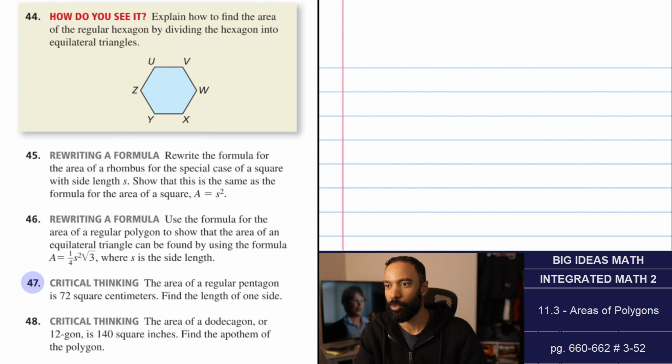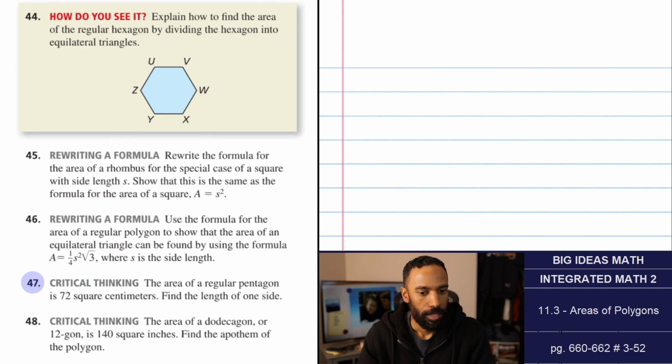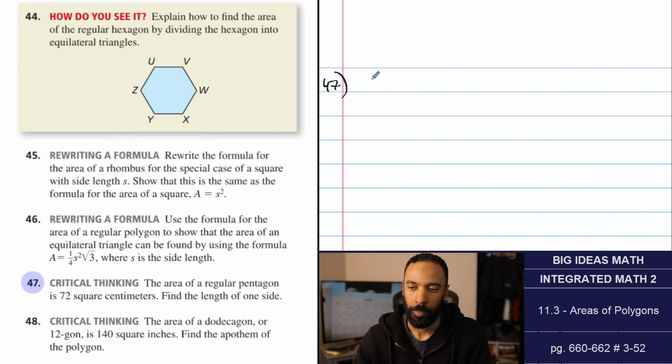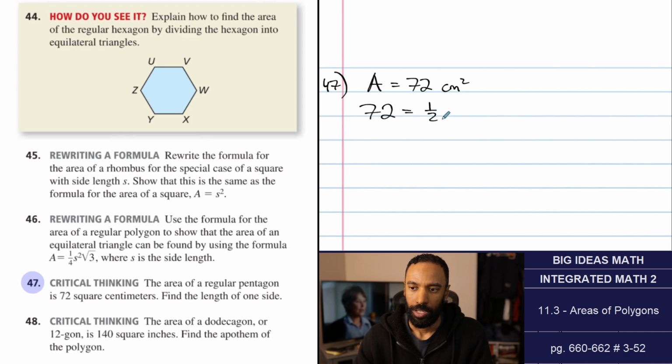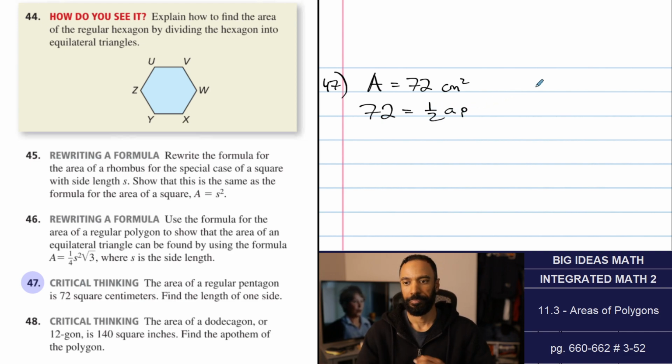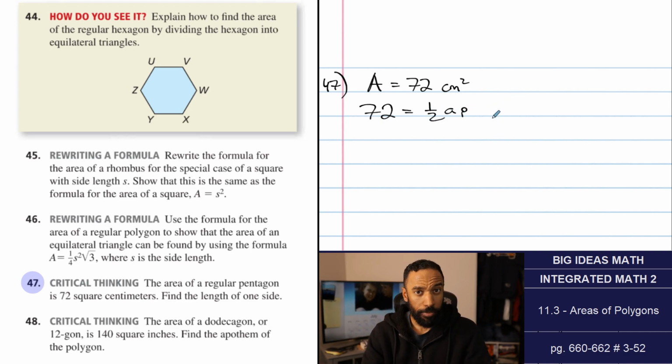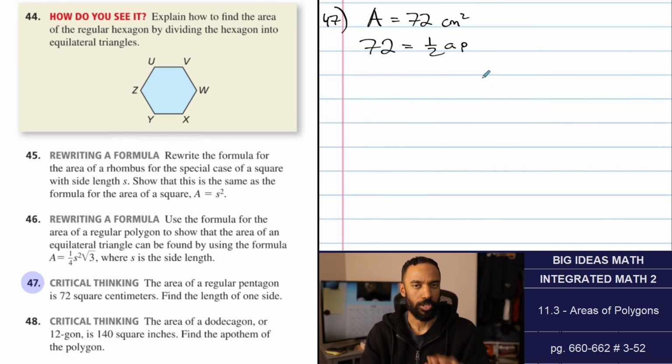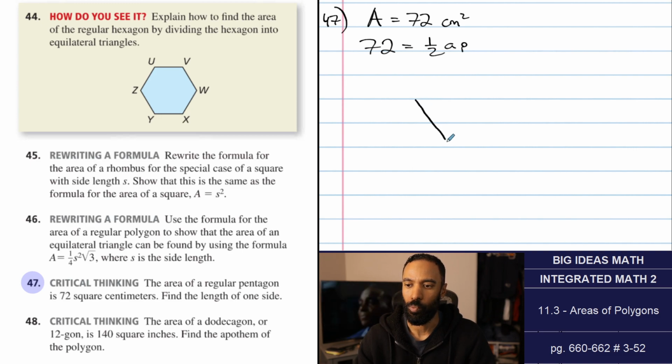The area of a regular pentagon is 72 square centimeters. Find the length of one side. So area is 72 square centimeters. Area is 1/2 apothem times perimeter. Two variables, but they do have a relationship. As long as we have the central angle measure of this pentagon, we can relate one in terms of the other, I'm sure. That'll be fine.